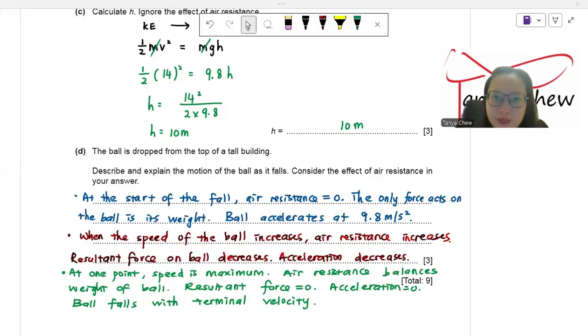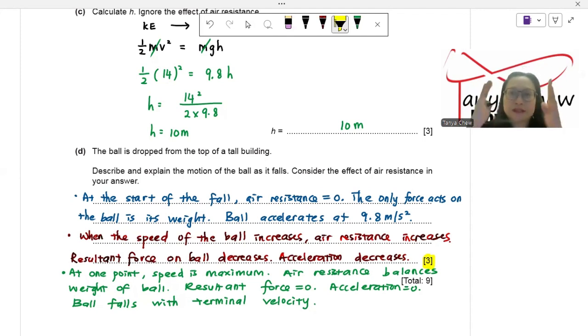Now, I want you to look at the marks allocated here, which is 3 marks. When it is about 3 marks, I strongly suggest you split out your answer into 3 important points, 3 stages in this case. I split out into 3 stages as well. So I start from the fall.